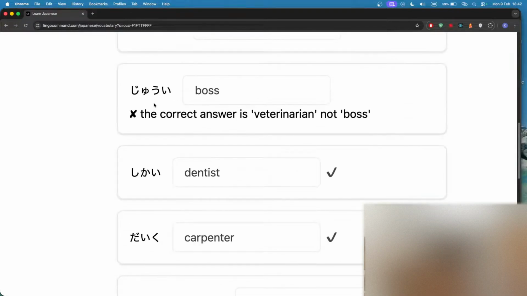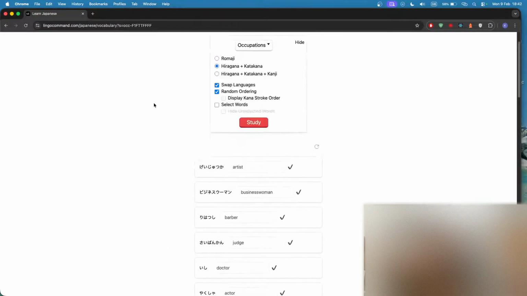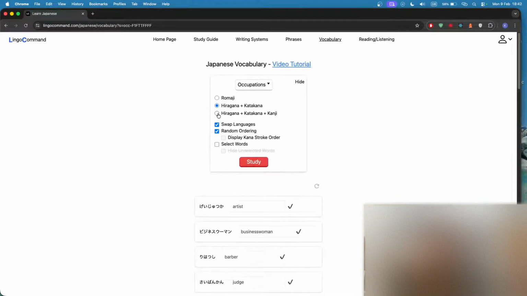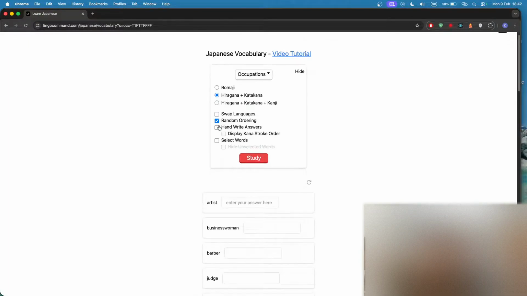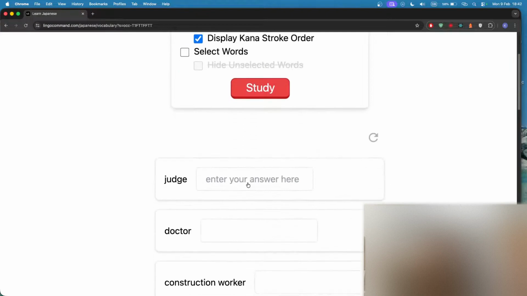10位. So I think now would be a perfect time to try and increase the difficulty level on this. We're gonna uncheck swap languages. So now the questions are posed in English, and I'm gonna handwrite my answers. And I'll uncheck and recheck random ordering to kind of re-scramble the order in which the questions are asked.